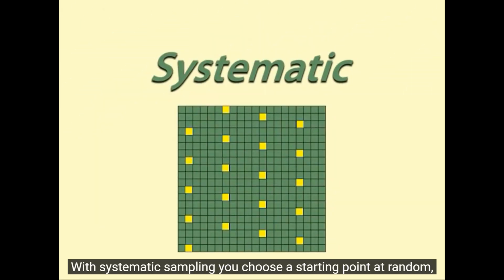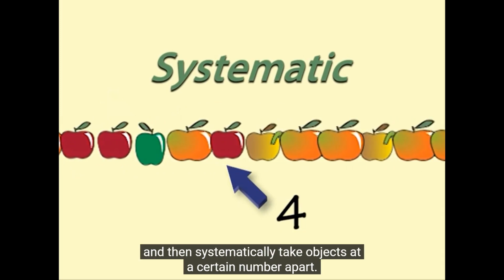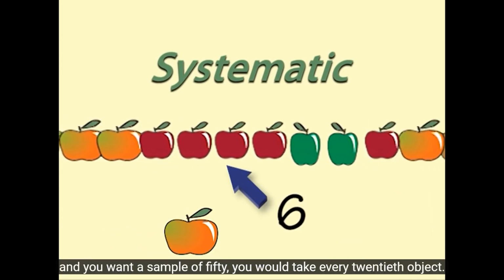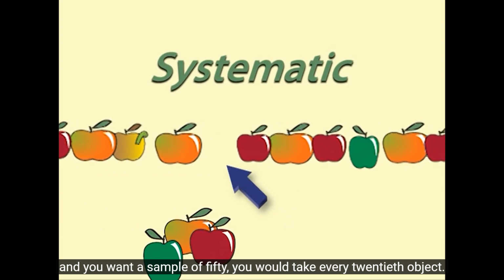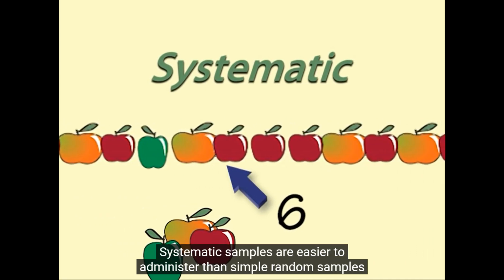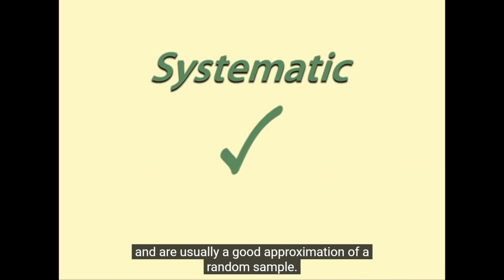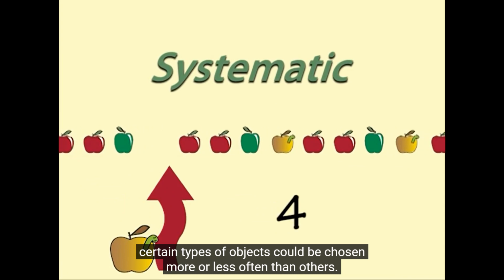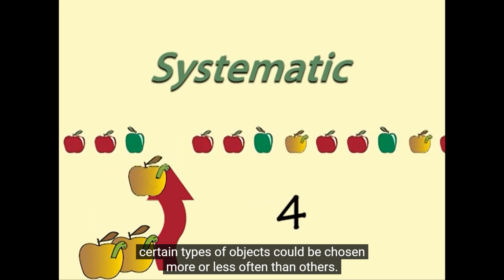Systematic sampling. With systematic sampling, you choose a starting point at random and then systematically take objects at a certain number apart. For example, if there are 1,000 in the population and you want a sample of 50, you would take every 20th object. Systematic samples are easier to administer than simple random samples and are usually a good approximation of a random sample. However, if there is a pattern in the population, certain types of objects could be chosen more or less often than others.